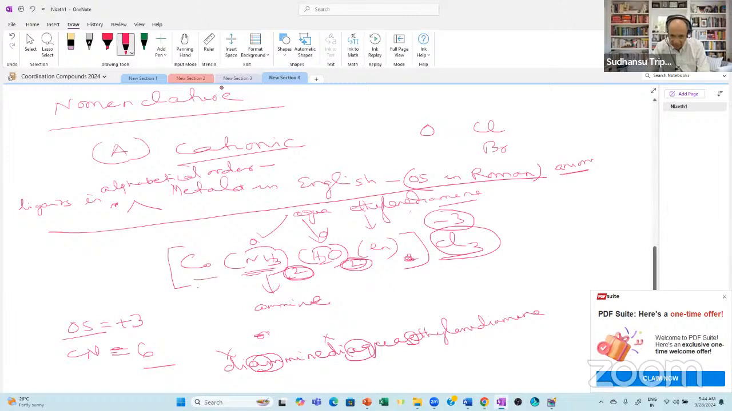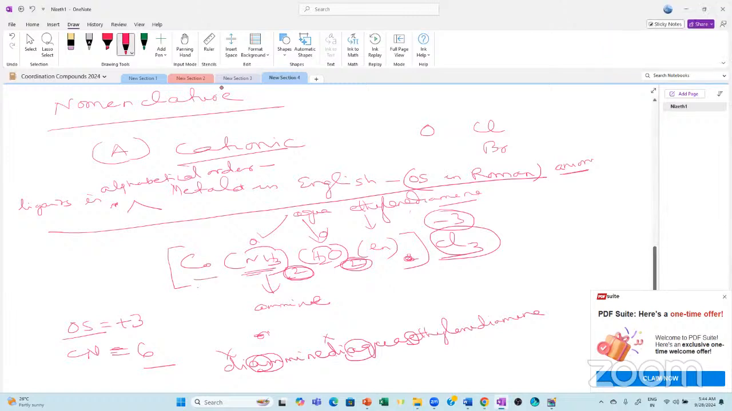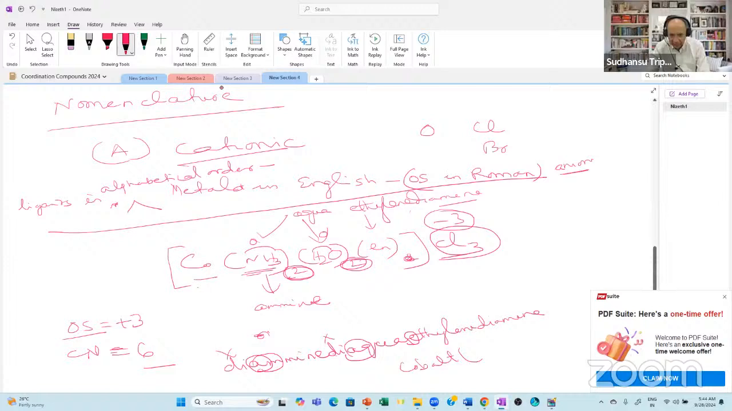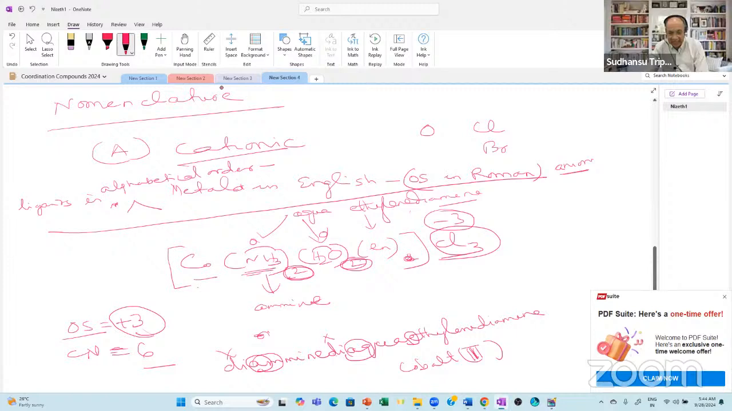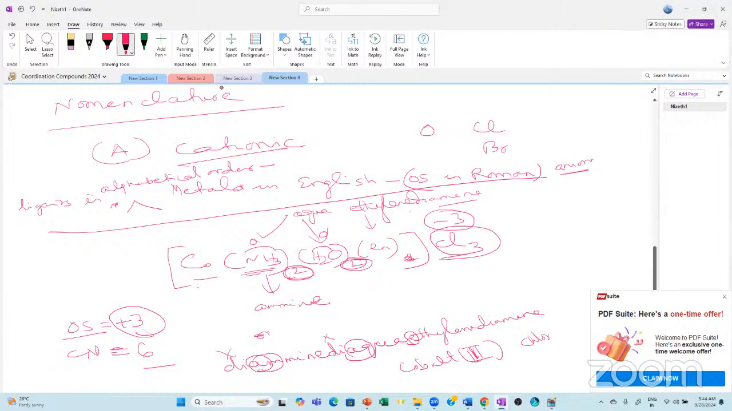Then the metal, cobalt. I'm writing below cobalt, within parenthesis, the oxidation state in Roman. What is the oxidation state we have determined? Plus 3. Triple I. Yes, sir. Don't write plus 3 in Roman, just III. Then chloride.